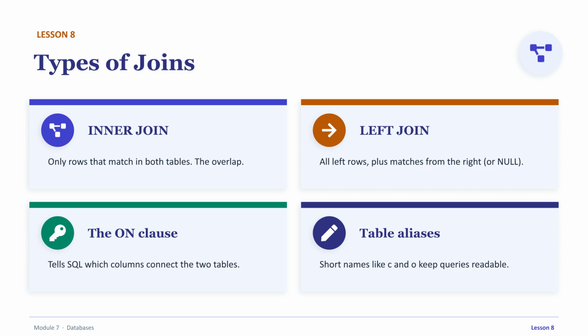There are 2 joins you'll use most. An inner join returns only rows that match in both tables, the overlap. A left join keeps every row from the left table, filling in nulls where there's no match. The ON clause tells SQL which columns connect, and aliases keep it readable.